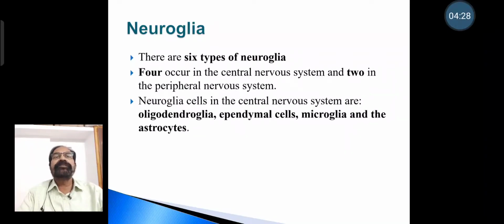There are 6 types of neuroglia. 4 occur in the central nervous system and 2 in the peripheral nervous system. Neuroglia cells in the central nervous system are oligodendroglia, ependymal cells, microglia and astrocytes.